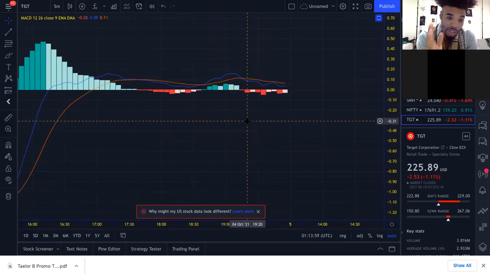And like I said, once again, please remember this: do not just use one indicator. You need multiple confirmations, 3 to 5 confirmations, before you place that trade. All right, next.